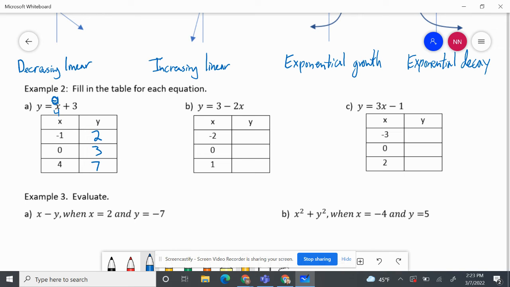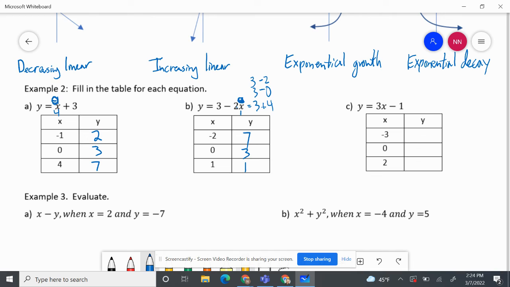So for the next one, we're going to plug in a -2. If we plug in a -2, -2 squared is a positive, so that would be 3 plus 4, which is 7. If we plug in a 0, anything times 0 is 0, so that would be 3 minus 0, which is 3. And then if we plug in a 1, that would be 3 minus 2, because 1 times 2 is 2, and that would be 1.